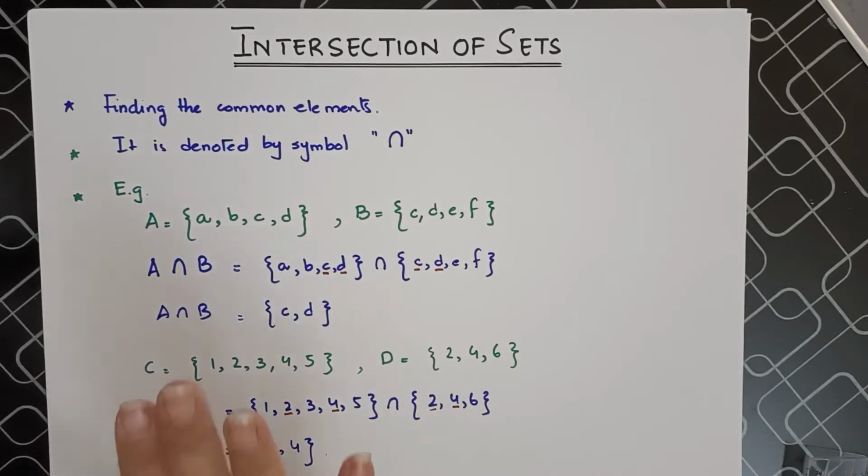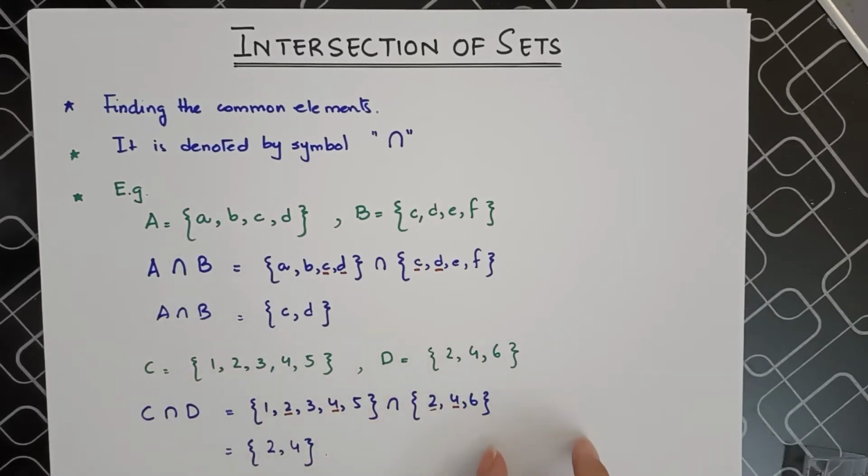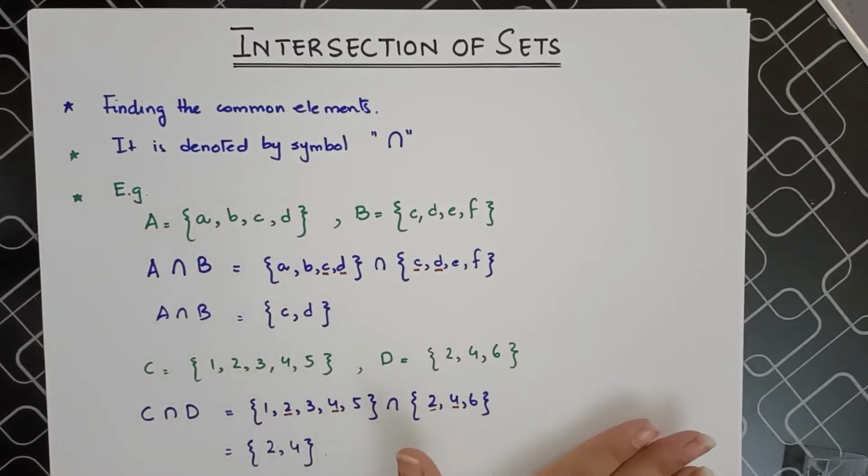Okay. So this is how you find out the intersection of sets. Intersection of sets means finding out the common elements in the given sets. And what did union mean? Union means to combine the elements of the given sets together into one set. Okay, so this is intersection of sets.